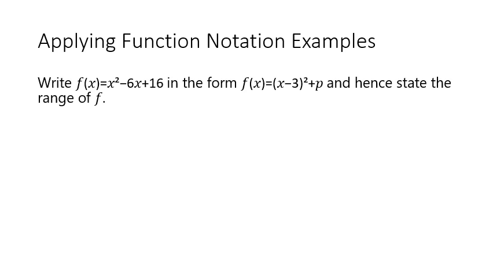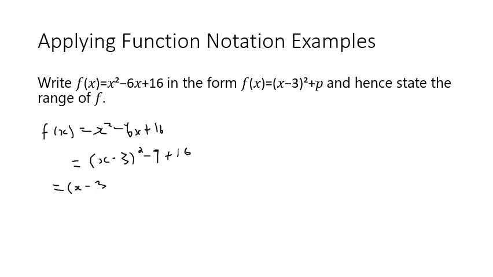So if we take our equation and we'll write it down, f of x is equal to x squared minus 6x plus 16. Let's complete the square now. We know it's equal to (x minus 3) squared, and negative 3 times negative 3 is positive 9. So if we create positive 9 in the (x minus 3) squared, we need to subtract positive 9 and add 16. And so we get (x minus 3) squared plus 7.